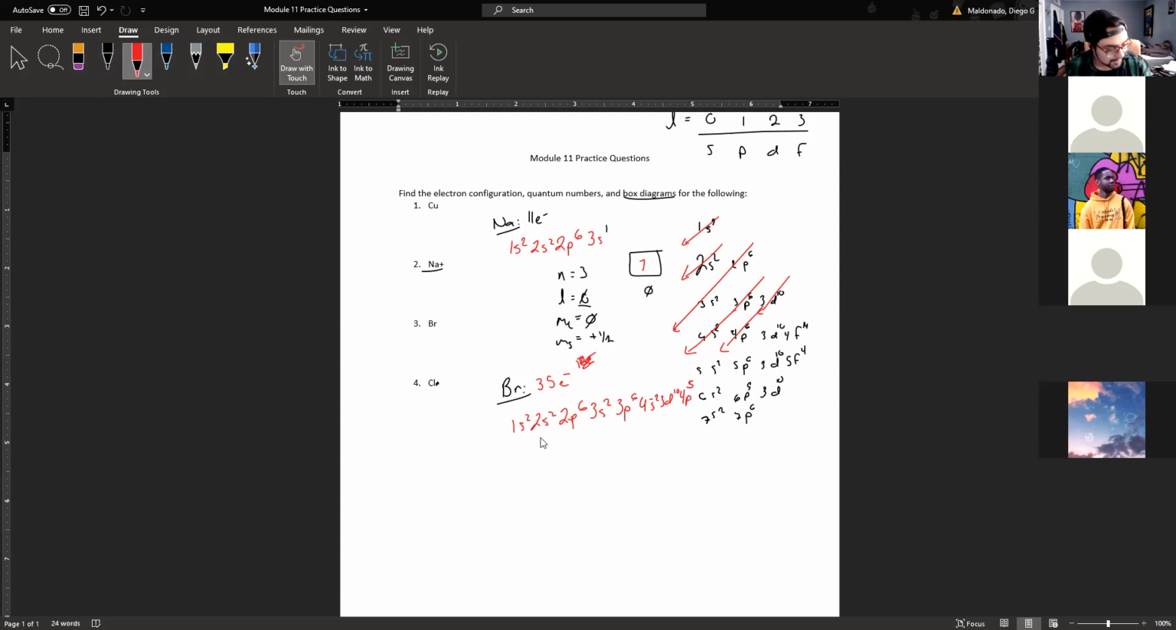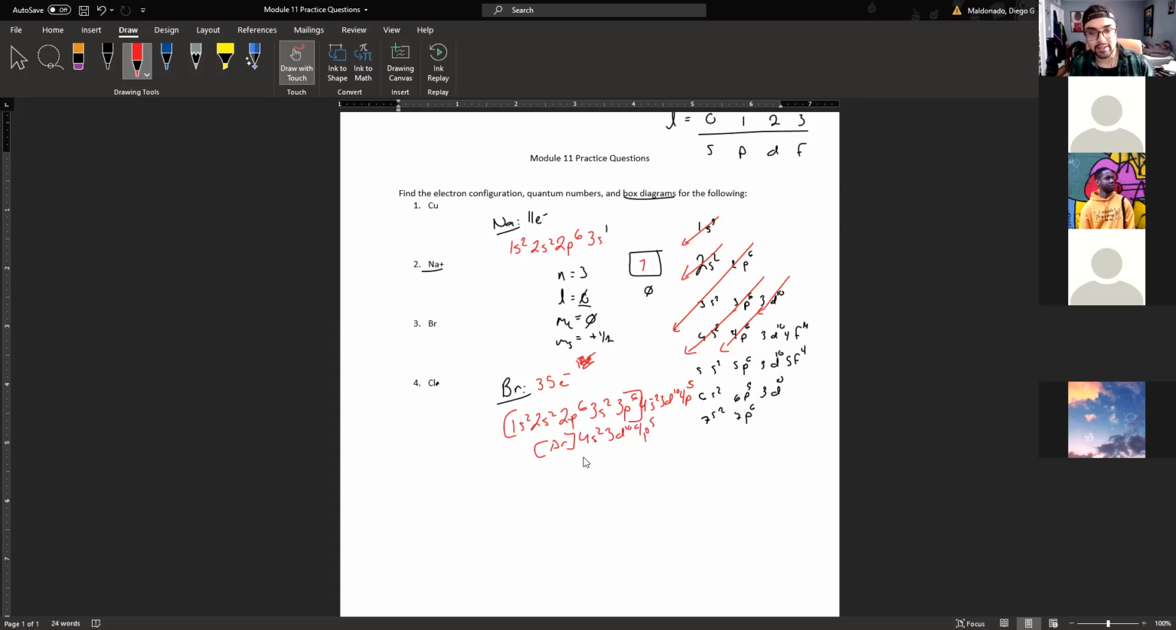And of course, the shortcut is much easier. What do we base it off of? Argon core. We go based off our last noble gas. Argon takes up until 3p6, and then we just have 4s2, 3d10, 4p5. There you go. That is your electron configuration.